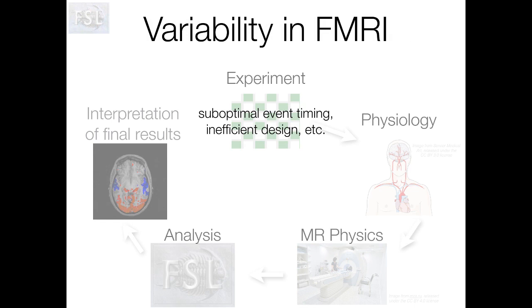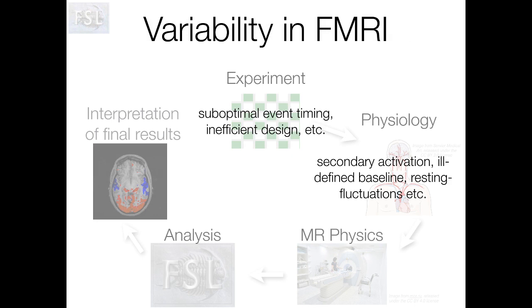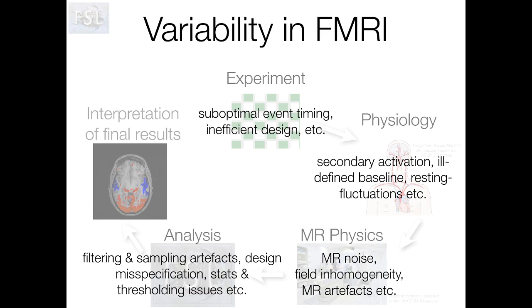For example, at the experiment stage, our design may not be as efficient as it could be, or the subjects may not follow the instructions correctly. At the physiology stage, the timing of the hemodynamic response can vary across individuals and can even vary across the brain within one individual. At the physics stage, we have inhomogeneities in the magnetic field, which can cause signal dropout and other artifacts. At the analysis stage, we alter our data by resampling, smoothing, filtering, and interpolating it in various ways.